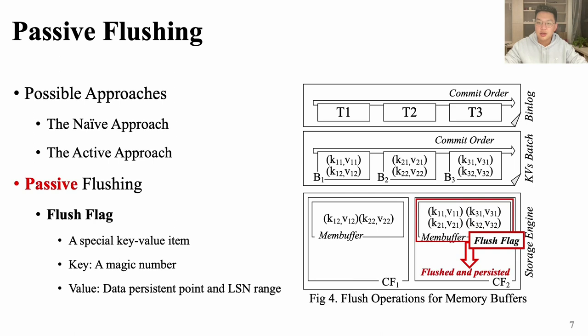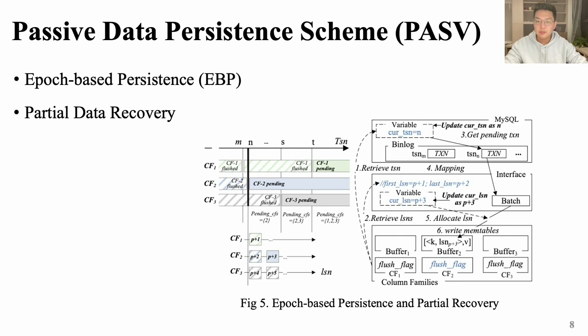Along with the passive flushing, we have also developed an Apple-based persistence policy to determine the global data persistence point, guaranteeing that we only need to perform partial data recovery to recover the necessary data and eliminate redundant KV operations that have already been persistent before system crash. In this example, in column family 1, we do not need to recover data of transactions before transaction T because they have already been persistent. Due to time limit, we cannot give all the details. More information is available in the paper.